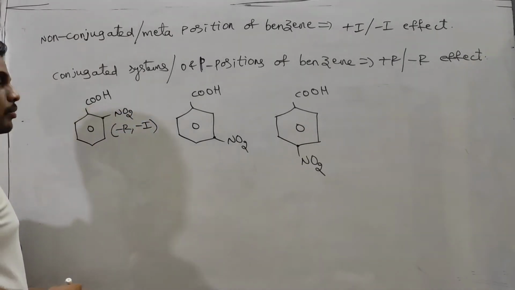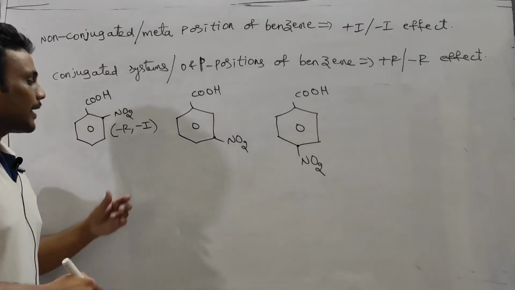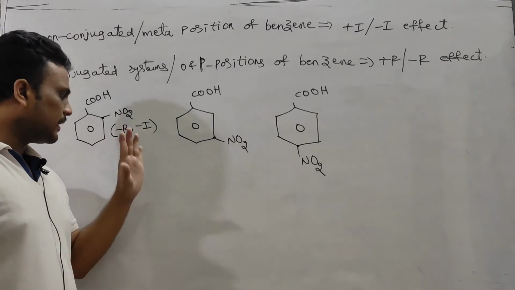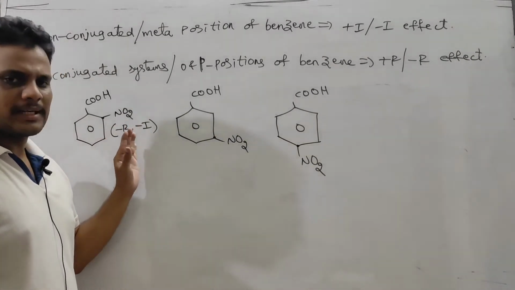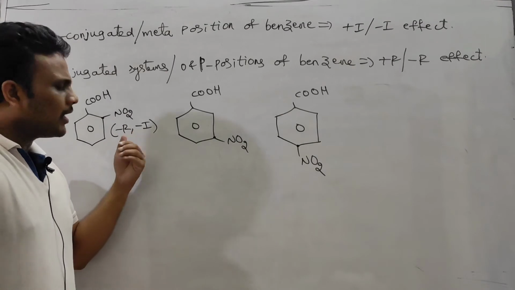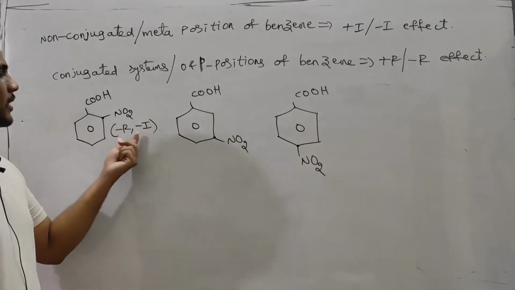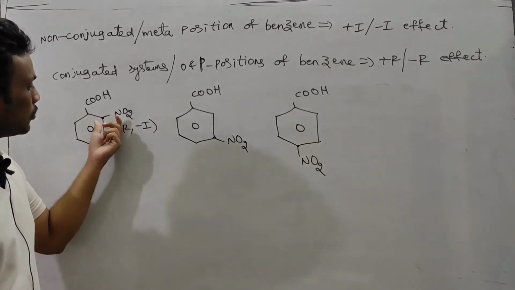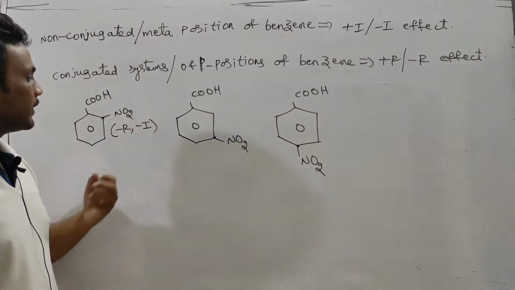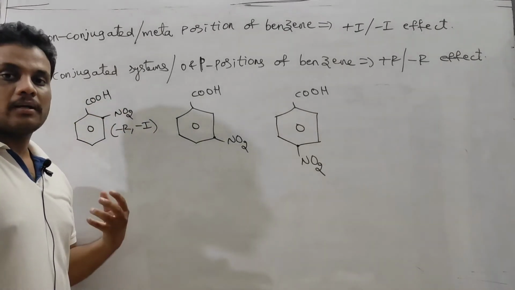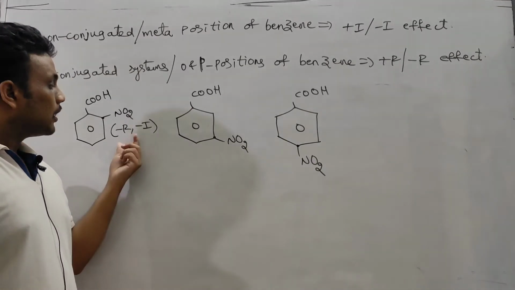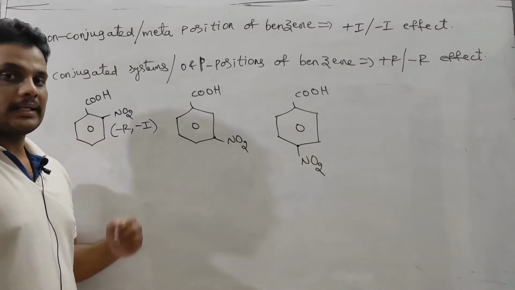But in fact, what happens when we talk about minus R and minus I? Minus R always dominates minus I, so that's why we often ignore the minus I effect. Actually, it shows both minus R and minus I. But at the ortho position or para position or in a conjugated system, we often give importance to the resonance effect but not the inductive effect.